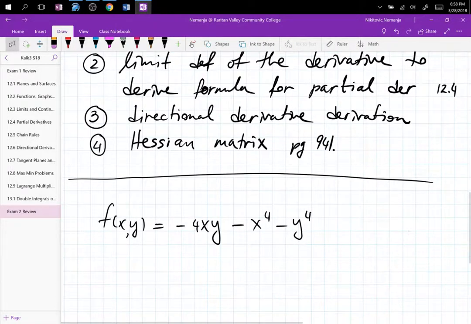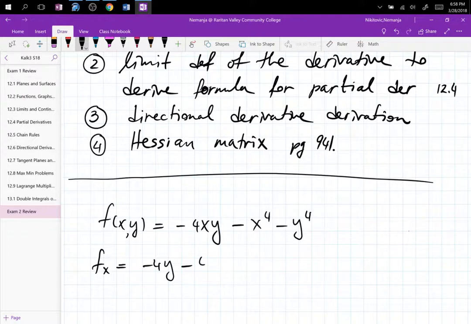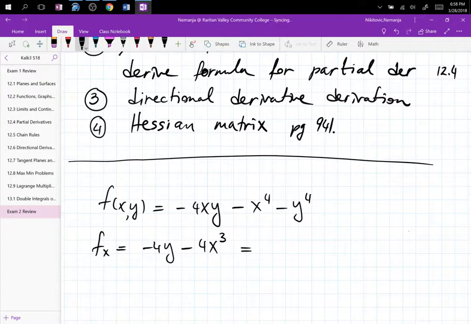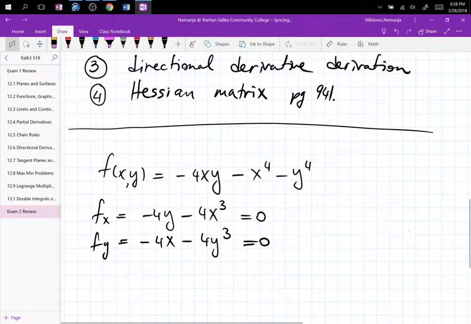All right. So we need the fx. And fx is going to be negative 4y minus 4x cubed. And we need to set that equal to 0. Now, clearly, we can't solve it because then we have a fy, which is going to be negative 4x minus 4y cubed, also equal to 0. And we can't solve it by itself. But together, we can solve these, right?